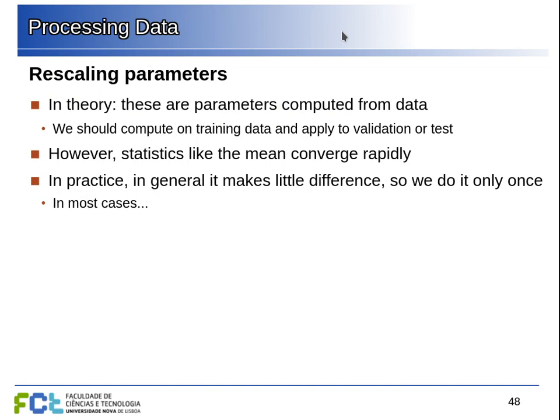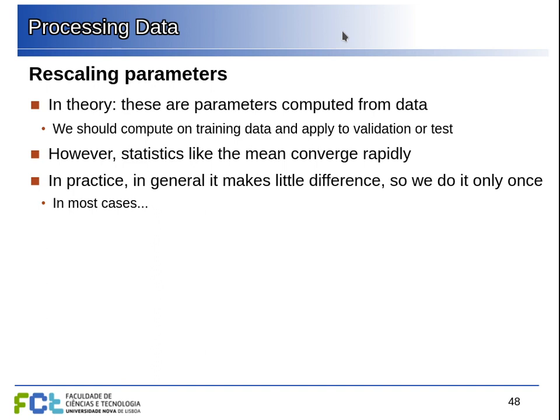In theory, whenever we are computing something from the data, we should always compute it on the training set and then apply that to the validation or test set, because that way we can account for the error we get when we use the training set to compute the parameters and then generalize from there. Now, in the case of standardization, statistics like the mean and standard deviation converge very rapidly when we have a large sample of points taken from the same distribution.